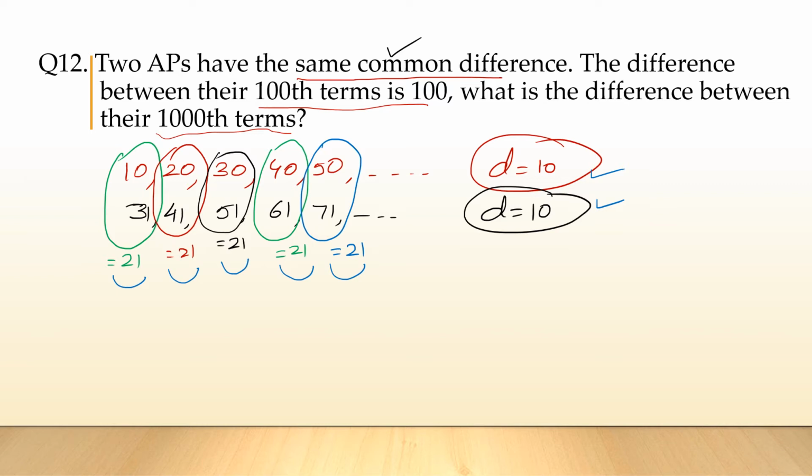Two APs have the same common difference. The difference between their 100th term is 100. Now, they are saying the difference of the 100th terms. Suppose whatever the 100th terms are, their difference is 100. So, any guess what will be the difference between their 1000th terms? Whichever 1000th terms come, their difference will also be 100. So its answer is 100, right?